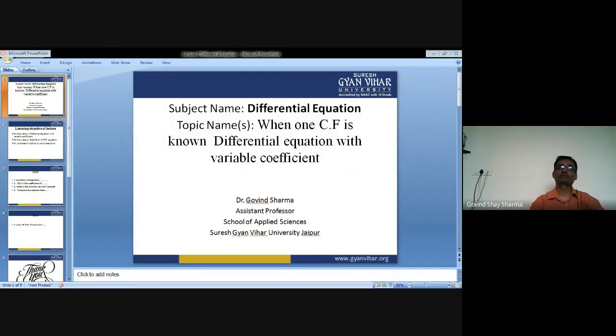Good morning, students. Today, in the lecture series on differential equations, our topic is when one CF solution is known in a differential equation with variable coefficients. Actually, two methods we have already done. First is the Cauchy-Euler equation, the homogeneous form, and second is the exact form of differential equation. So, this is the third method, when one solution of CF is known and we have to find out the second solution.